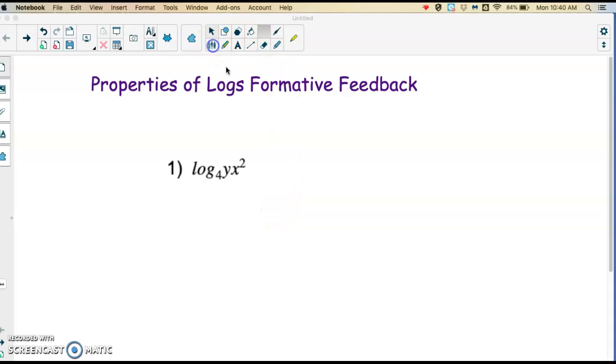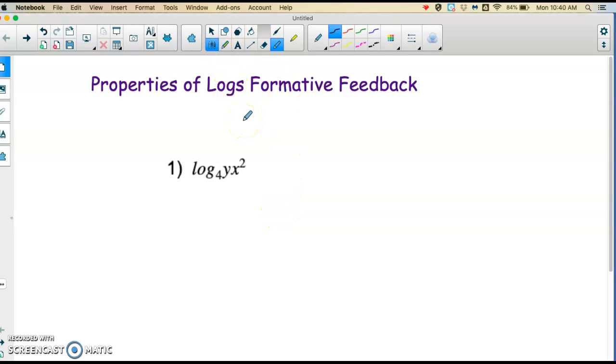Okay, hey everybody. This video goes over all of the problems that were on the formative for the properties of logs. So feel free to fast forward to get to the problem that you need to do. I will be going over all of them, okay?